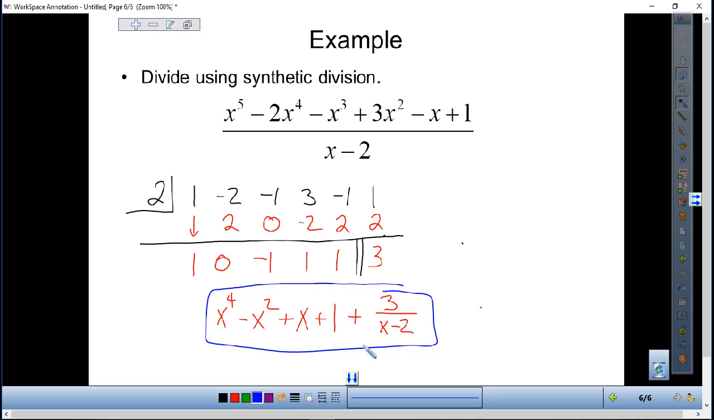Not sure how I magically changed from red to blue, but anyway, so that's synthetic division. Just a little quicker way as long as you've got a linear divisor.